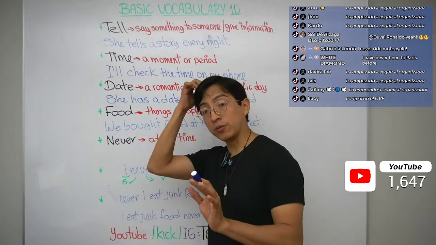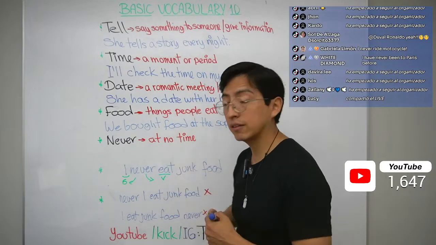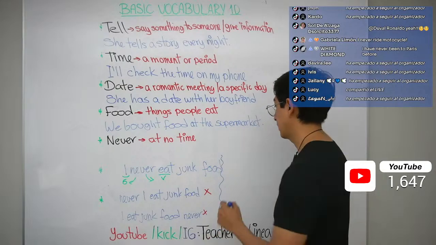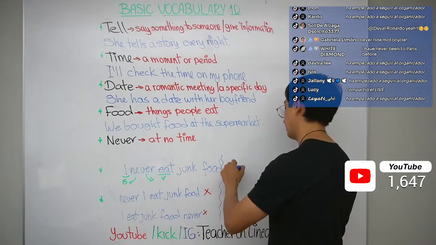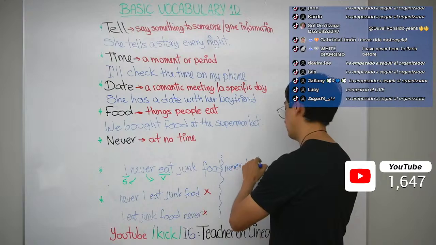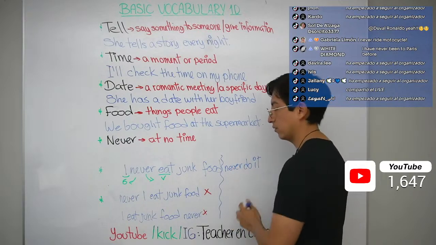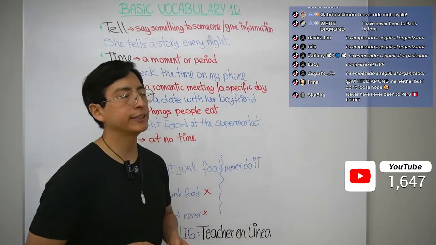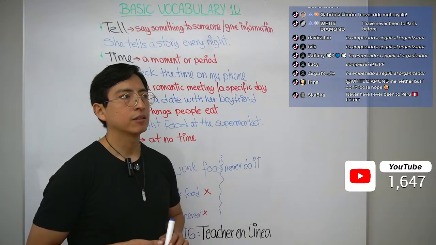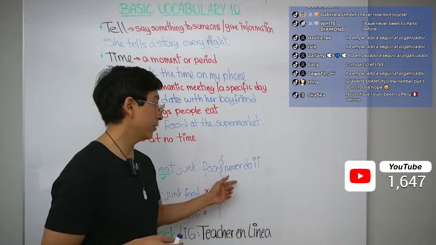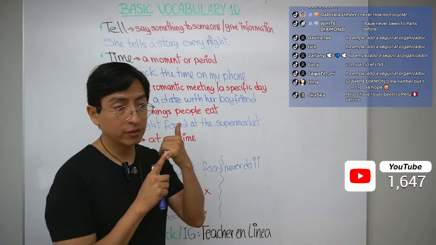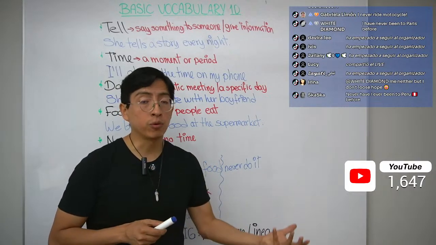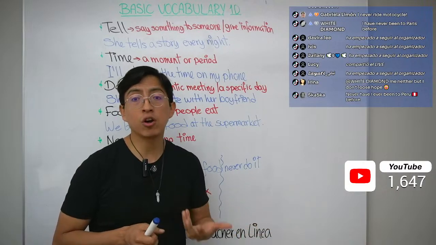Now, this is for sentences, okay? Only for sentences. But we can also use this for recommendations. For example, never do it. For example, never answer, or never give your passwords to other people, especially if you don't know them.